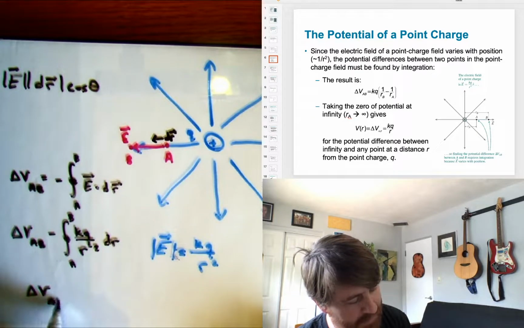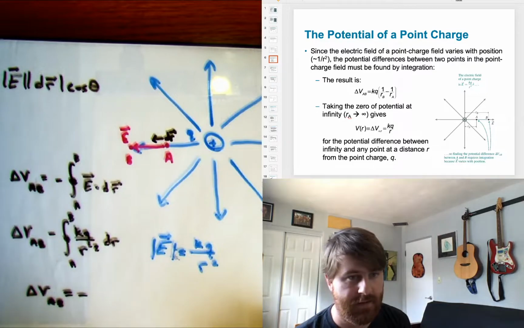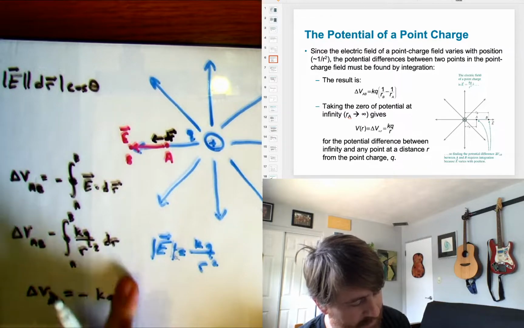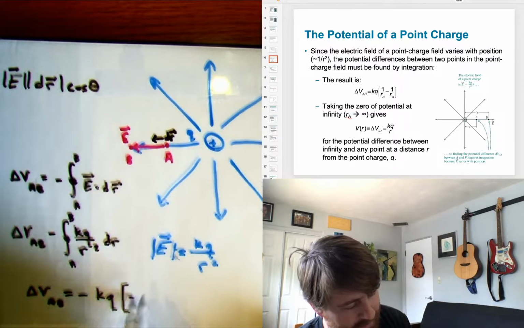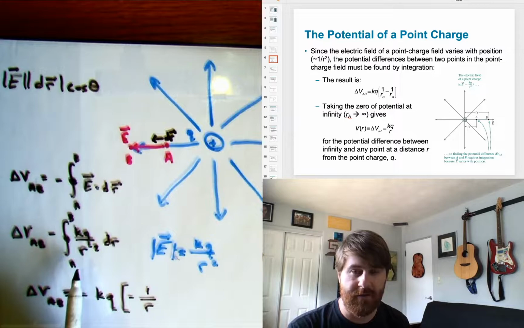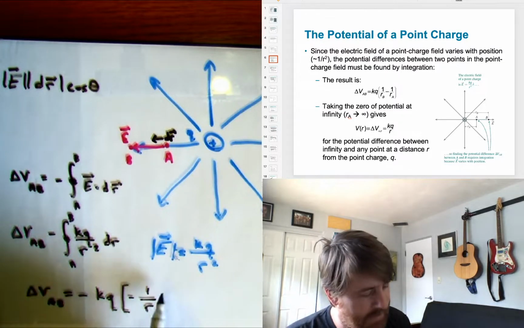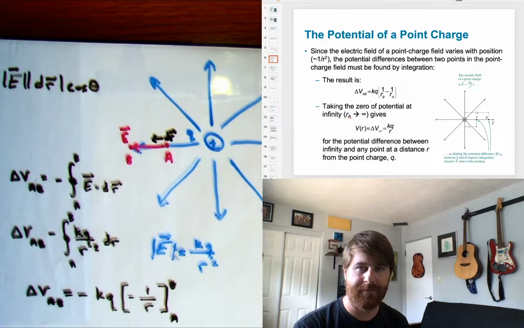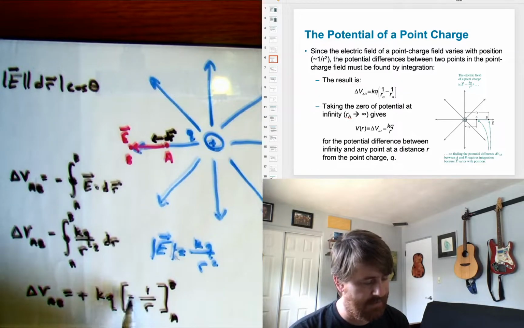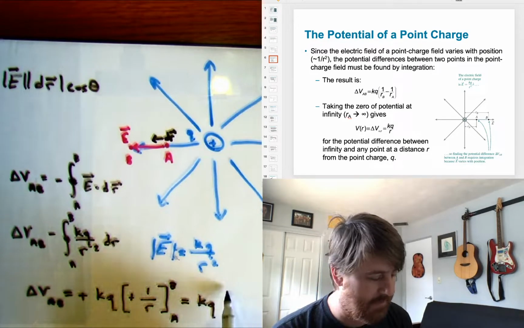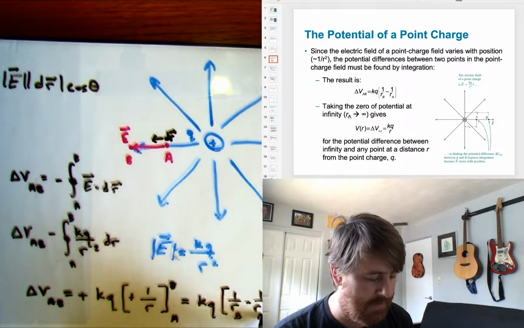So delta V_AB gives me minus kq. Pull those constants out, then I integrate and I get minus 1 over r. Right? r to the minus 2 gives me r to the minus 1 divided by minus 1. That's how I picked up the minus sign here. And I want to evaluate that at A and B. Okay? So the minus signs cancel here, and I'm left with the change in potential energy is kq times 1 over r_B minus 1 over r_A.